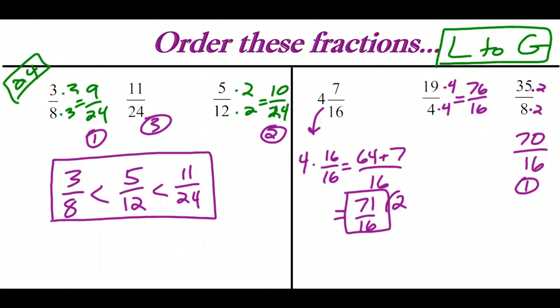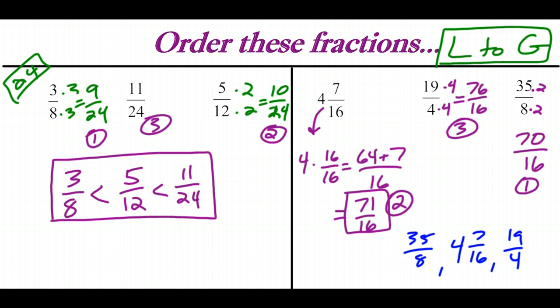70/16 followed by 71/16 and 76/16 is the order from least to greatest, so we have that 35/8 is less than 4 and 7/16 is less than 19/4. So two different ways to write down the ordering, one with commas that just order them from least to greatest, and the other with the less than sign.